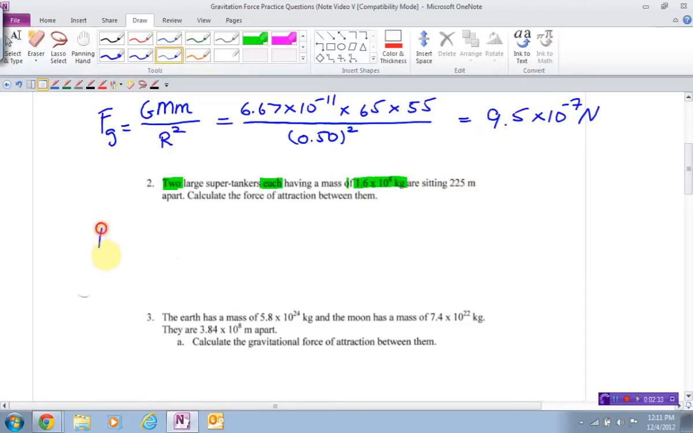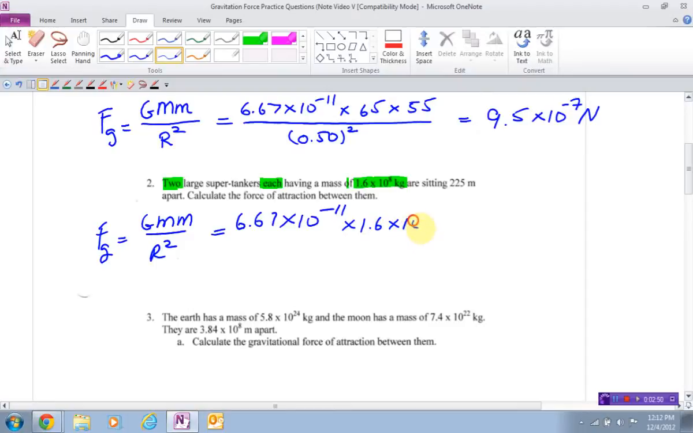So once again, force of gravitational attraction is going to be equal to GMM all over R squared. So the gravitational constant does not change. It is a universal constant. It is always the same number. Mass of one object is 1.6 times 10 to the 8. The mass of the other object is identical at 1.6 times 10 to the 8. Or you could have squared this. It wouldn't make any difference. Divided by the distance between them. And again, don't forget to square it.